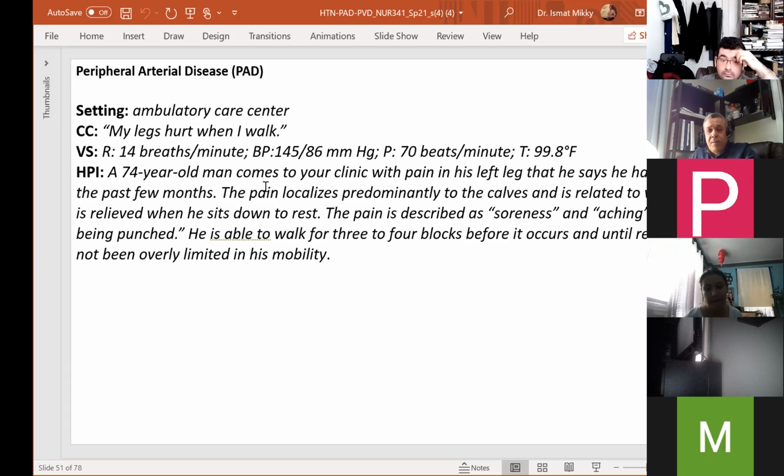Setting: ambulatory care center. Chief complaint: my legs hurt when I walk. Vital signs: respiratory rate 14 breaths per minute, blood pressure 145/86, pulse 70 beats per minute, temperature 99.8. A 74-year-old man comes to your clinic with pain in his left leg that he has felt for the past few months. The pain localizes predominantly to the calves, is related to walking, and is relieved when he sits down to rest. The pain is described as soreness and aching, or like being punched. He is able to walk 3 to 4 blocks before it occurs, and until recently has not been overly limited in his mobility.